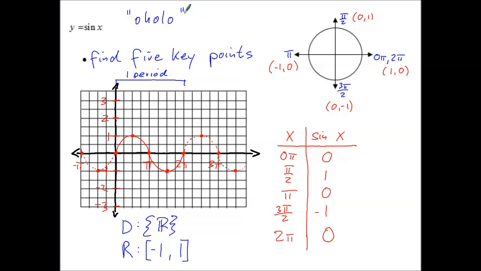O-holo stands for O for 0. So we start at 0. The next point is going to be the highest one, H for high. Then we go back to 0, another O. Then we go to the lowest, L for low, and back to 0. 0, high, 0, low, 0. That's the pattern for the sine function.